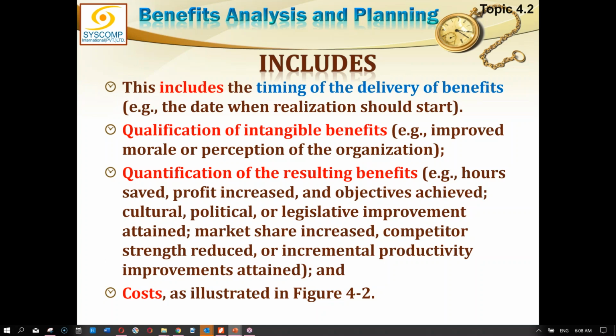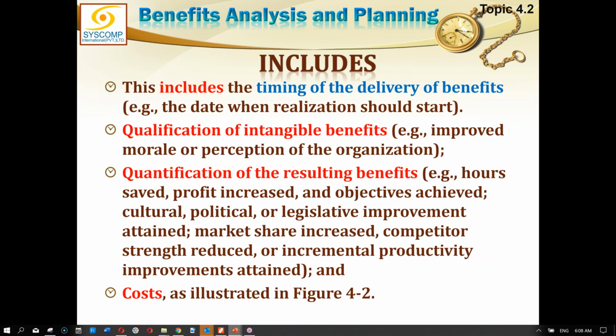Qualification of intangible benefits and quantification of resulting benefits. Qualification of intangible benefits means improved morale or perception of the organization, like anything which probably cannot be measured otherwise. How would you measure how happy you are? I may have to create a scale for that. There might not be a happiness scale existing. It cannot be measured in feet, it cannot be measured in kilograms.